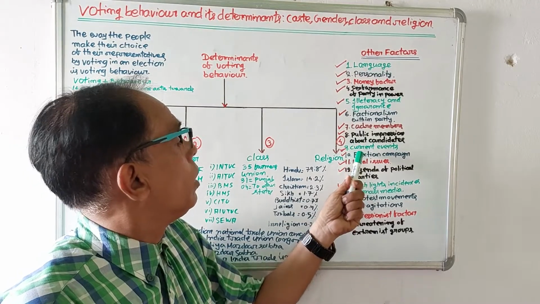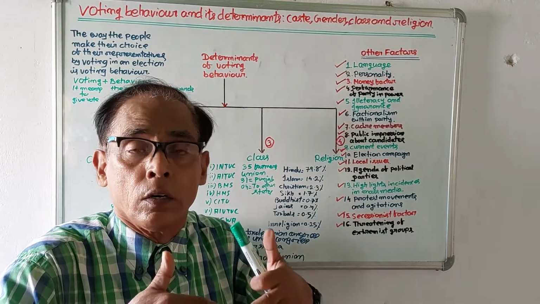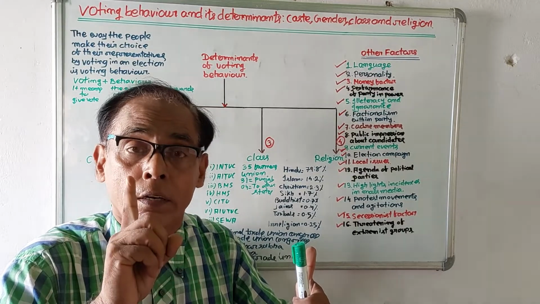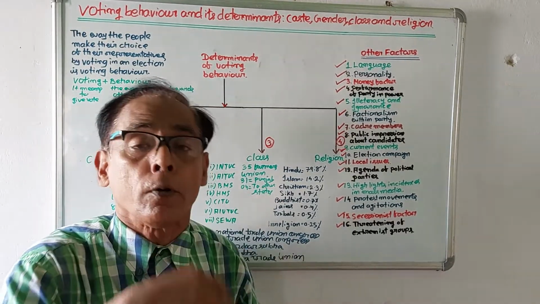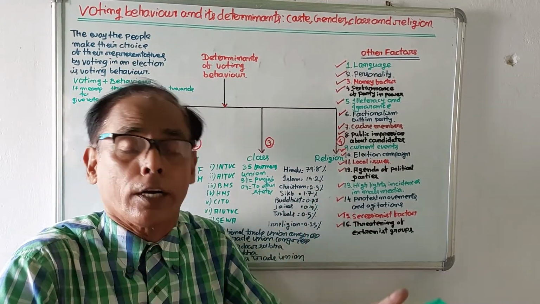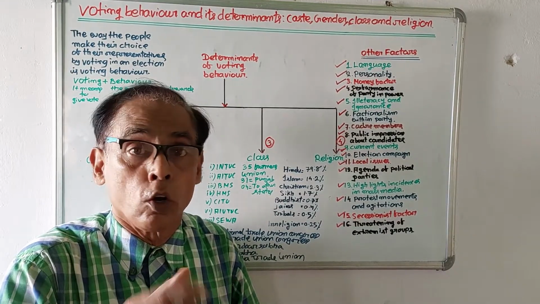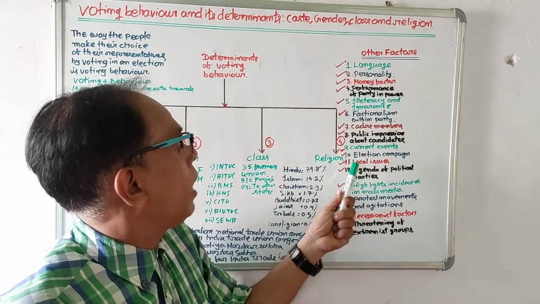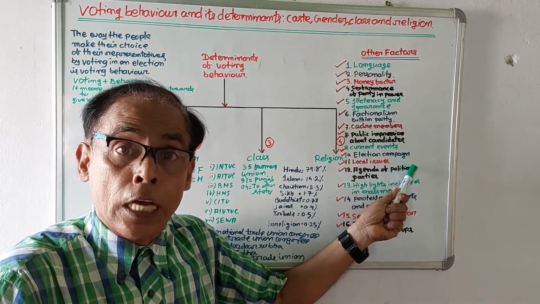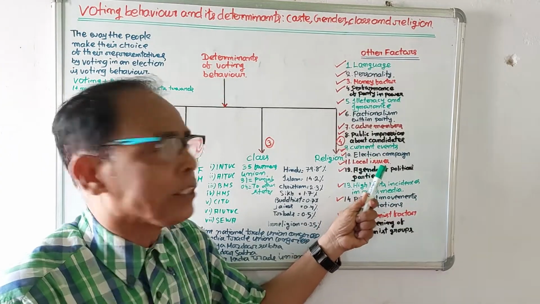Then, current events. If during the election time, any awkward situation occurs, it will influence the image of the political party. If the ruling party is blamed for that, the ruling party will not get vote. Then, election campaign. During election, if a political party makes a better campaign, it will get votes.